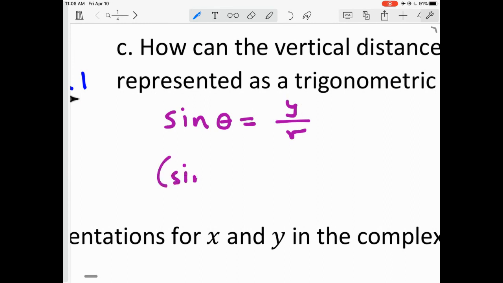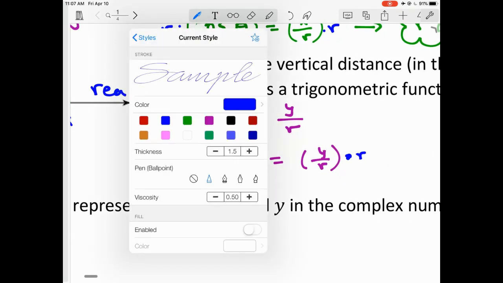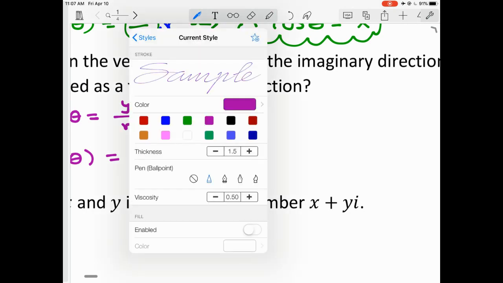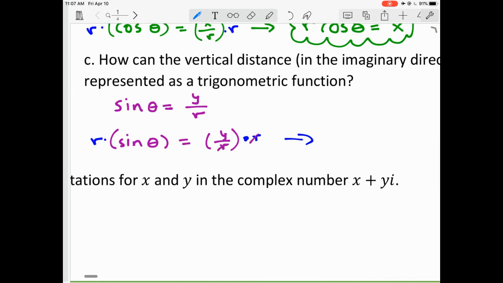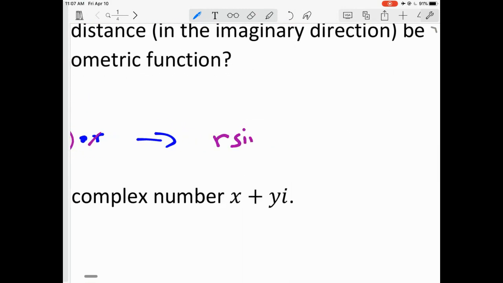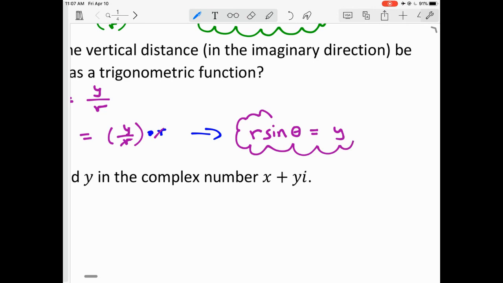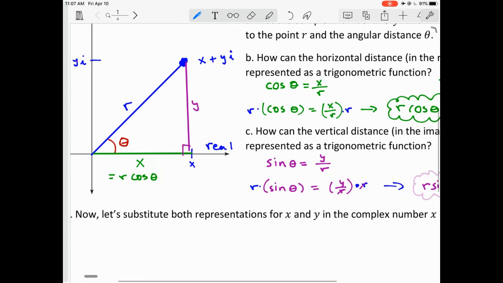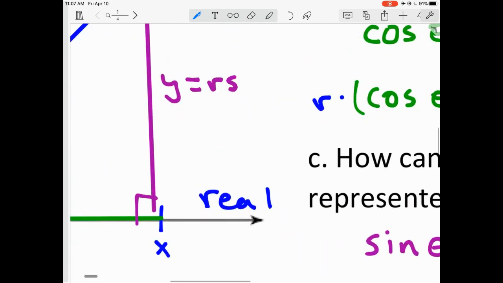We'll take sine theta on the left side and y over r on the right side, and multiply both sides by r. Once we do that, I actually have space to write it over here. We end up getting, let's cancel, r sine theta is equal to y. So now we have written the vertical distance as a trig ratio, or trig relationship. So this is r sine theta.